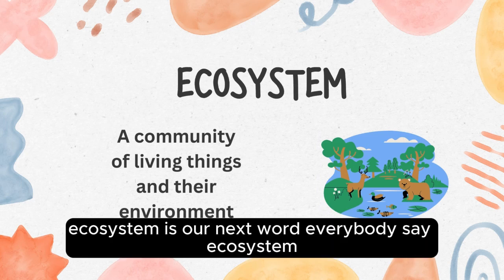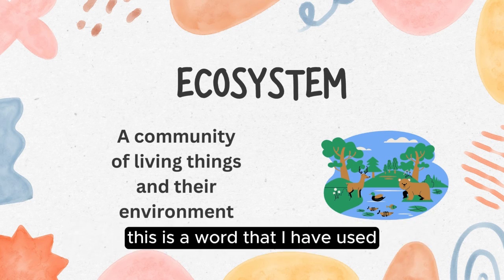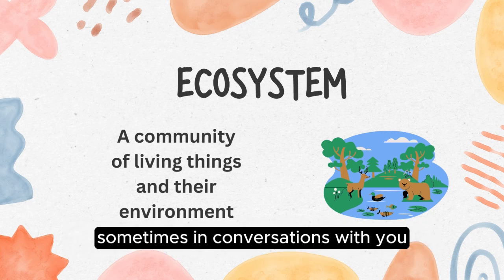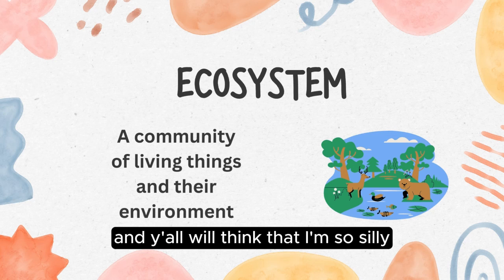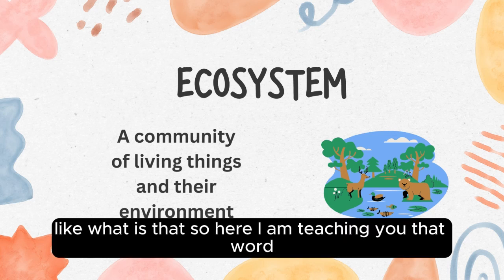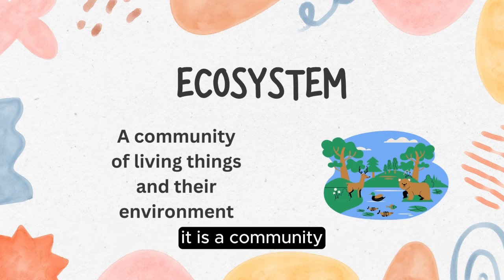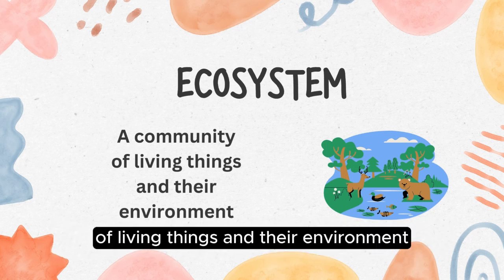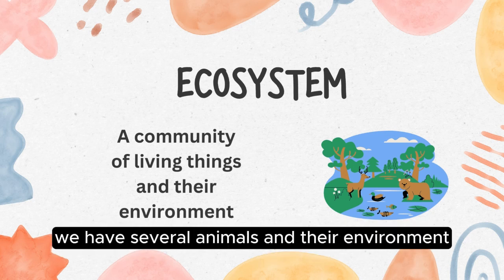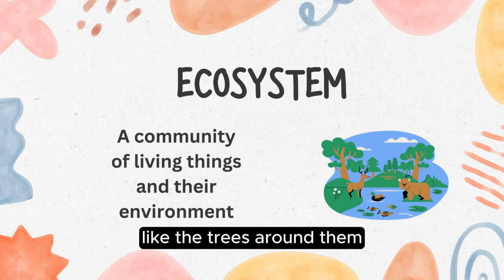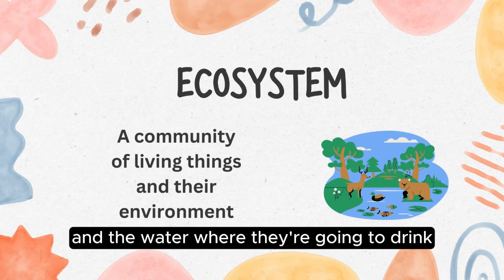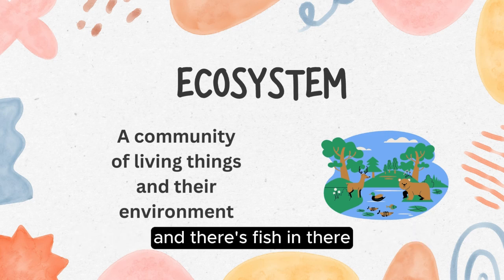Ecosystem is our next word. Everybody say ecosystem. This is a word that I have used sometimes in conversations with you, and y'all will think that I'm so silly. You're like, what is that? So here I am teaching you that word. It is a community of living things and their environment. So if you notice in our picture, we have several animals and their environment, like the trees around them and the water where they're going to drink, and there's fish in there.